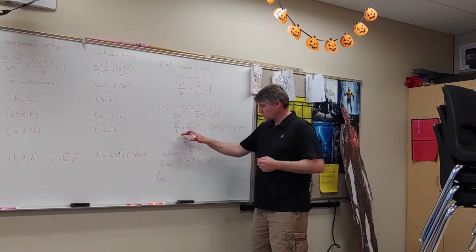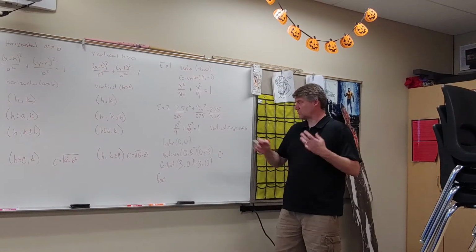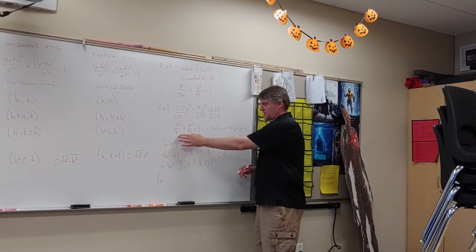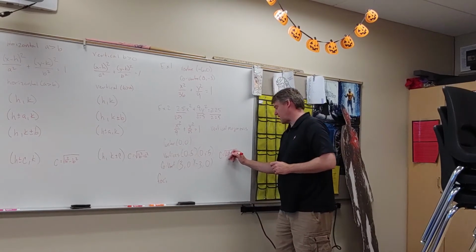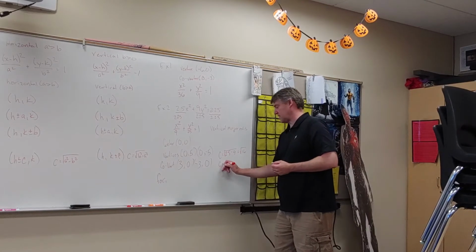Okay? So now I'm going to find my foci. So the first thing I need to do is find C. So C is the square root of the difference. So I'm going to take this. I get 25 minus 9. That gives me 16. Square root of 16 is 4.